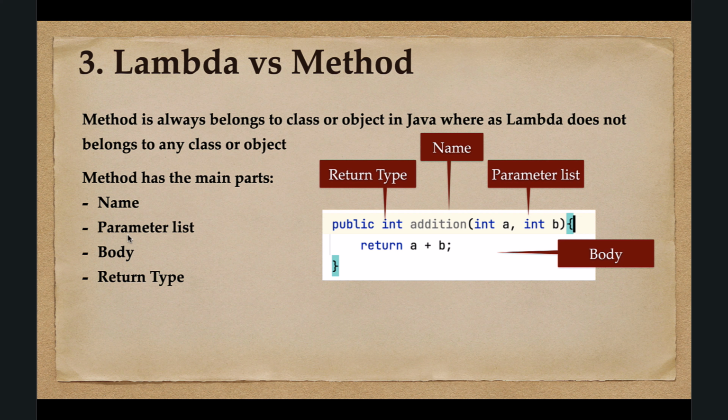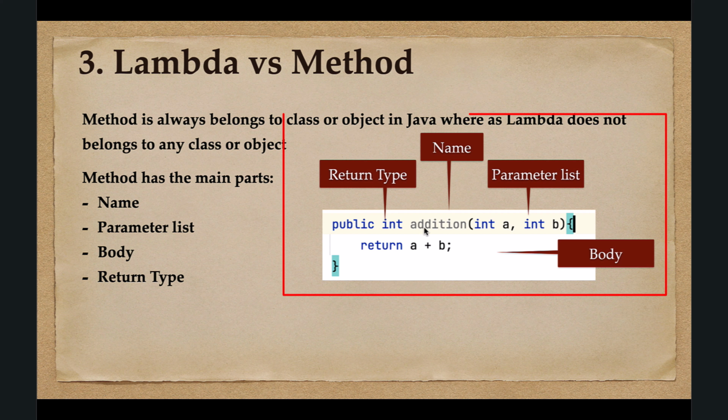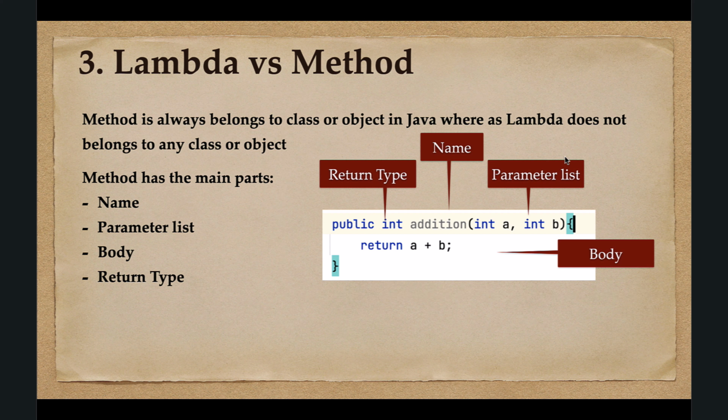And here you can see a method contains these main parts: name, parameter list, body, and return type. Consider the example here, the addition method. Addition is the method name, int is the return type, int a, int b is the parameter list, and return a plus b is the method body.